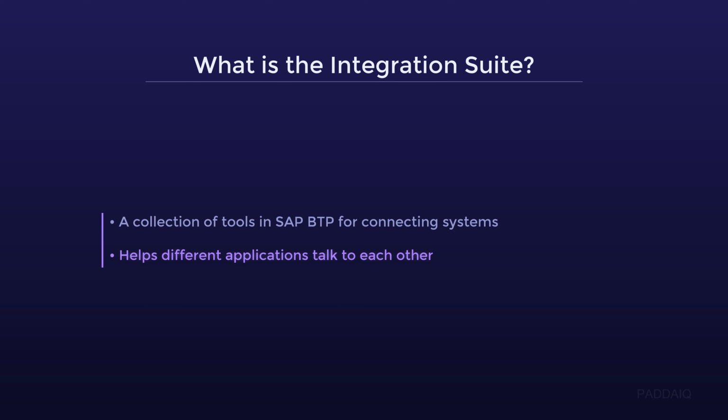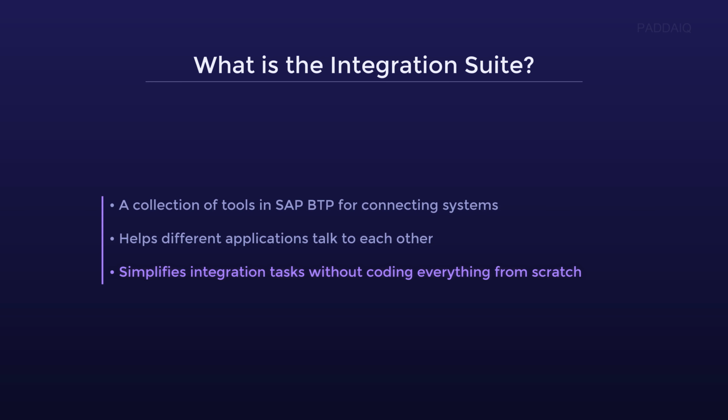Helps different applications talk to each other. It connects systems so they can share data automatically. For example, when a sales order is created in SAP, it can instantly notify the logistics system to prepare shipment. This seamless interaction ensures your business processes run smoothly and efficiently.